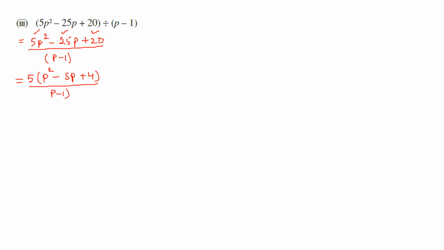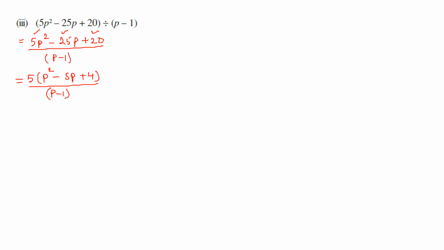Third one is 5p square minus 25p plus 20 divided by p minus 1. So let me write this first in the form of numerator and denominator. So it will be 5p square minus 25p plus 20 divided by p minus 1. Now if you see in the numerator, it has got 3 terms, and the numerical coefficient of each term, they all are the multiples of 5. So I can take 5 common from here. So it will be left with p square minus 5p plus 4 divided by p minus 1.